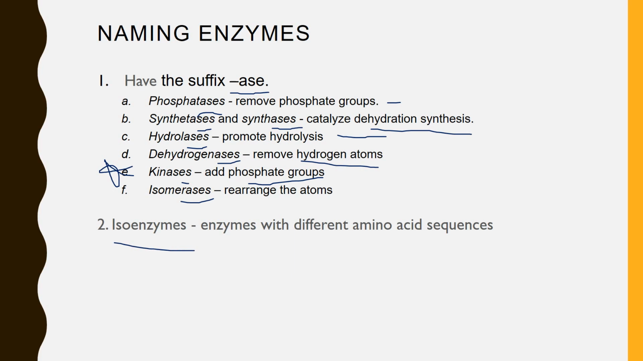Isoenzymes are enzymes that have different amino acid sequences. These enzymes are named by their activity regardless of where they are in the body. It does not matter.